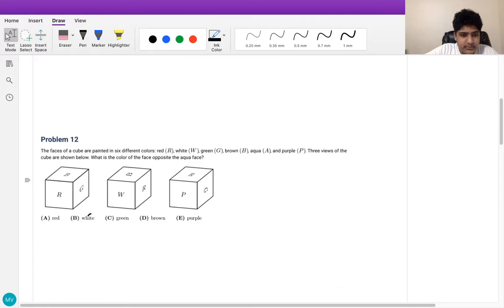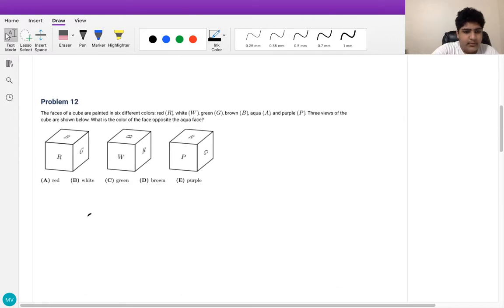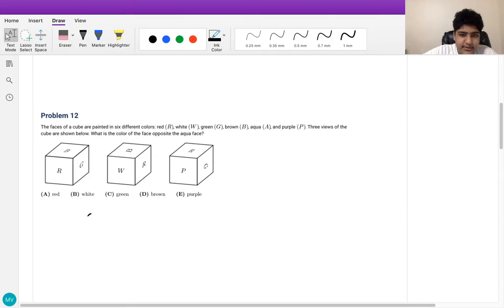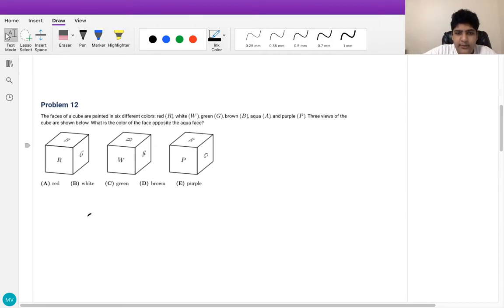So let's begin. Problem 12. The faces of a cube are painted in 6 different colors: red, white, green, brown, aqua, and purple. 3 views of the cube are shown below. What is the color of the face opposite the aqua face? So this is an example of a spatial visualization problem.